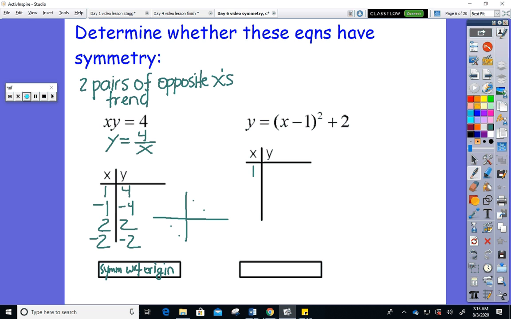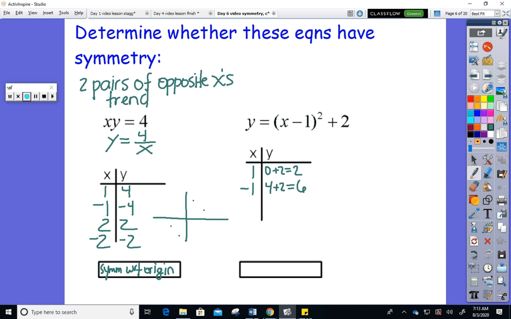All right, so on the next one, it's already isolated y, so I'm going to go ahead and plug in 1 and negative 1. So when I plug in 1, 1 minus 1 is 0 squared, which is 0, plus 2 is 2. And when I plug in -1, -1 minus 1 is -2, squared is 4, plus 2 is 6. Oh, hold the presses. I don't need to do any more work.